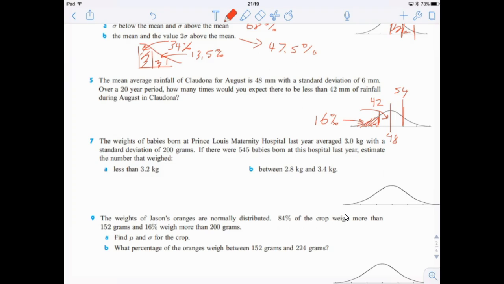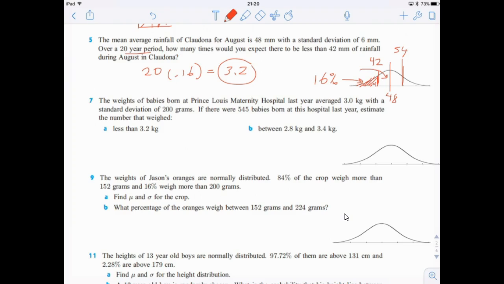And what they're asking for here, over a 20-year period, how many times would you expect to be less? They're asking us for the expected value. So it would be 20 years times 16% is the probability, and that would be 3.2 times to be less than 42 millimeters of rainfall. So they combined this normal distribution problem with a probability problem from last chapter.